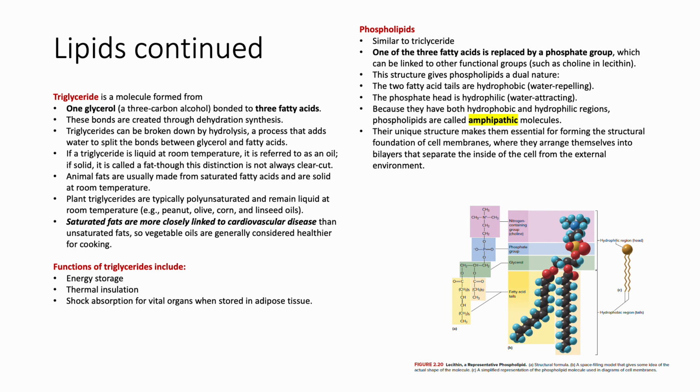Next, we have some more lipids. We have our triglycerides, like we mentioned. It is made up of 1 glycerol and 3 fatty acids. They come together through a dehydration synthesis reaction. The functions of our triglycerides are energy storage, thermal insulation, and shock absorption of our vital organs when stored in our adipose tissues.